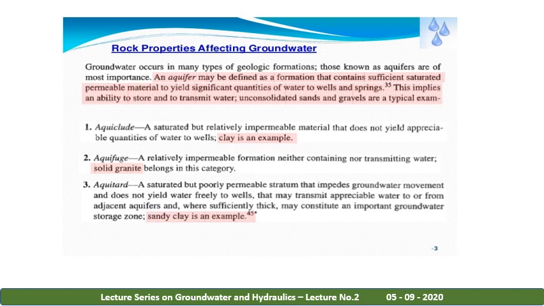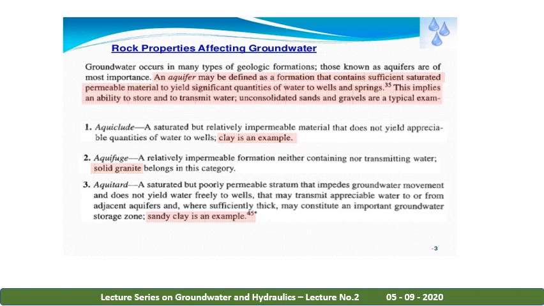So firstly, we are going to discuss rock properties affecting groundwater. Groundwater occurs in many types of geological formation, and these are known as aquifers. An aquifer may be defined as a formation that contains sufficient saturated permeable material to yield significant quantities of water to wells and springs. This implies an ability to store and transmit water, for which unconsolidated sands and gravels are typical examples of aquifers.